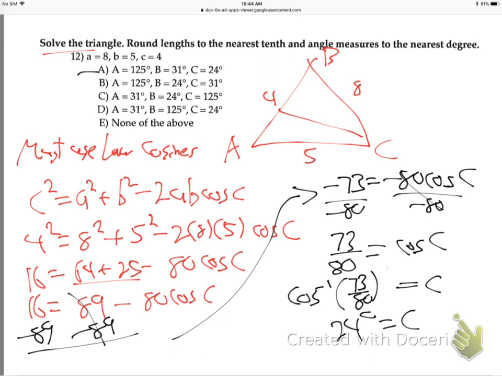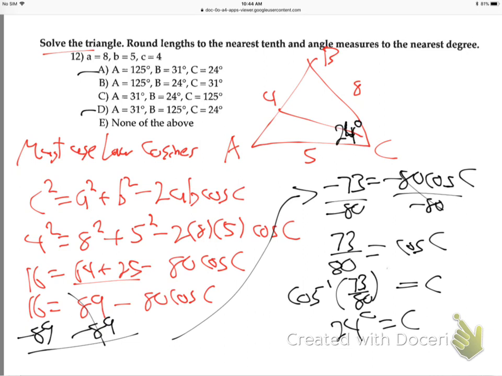So we're already down to answers A or D, right? Already down to answers A and D. Or none of the above. So we got C is 24 degrees. Now I'll put that in, 24 degrees.